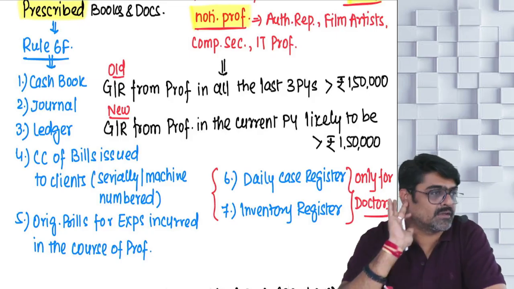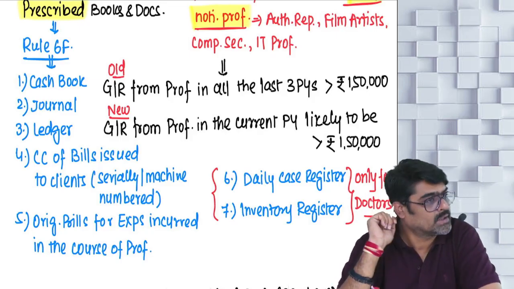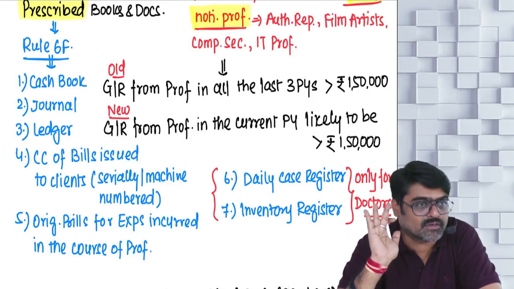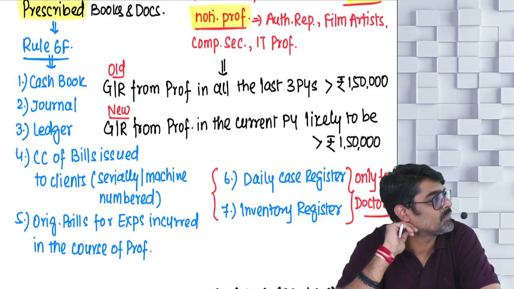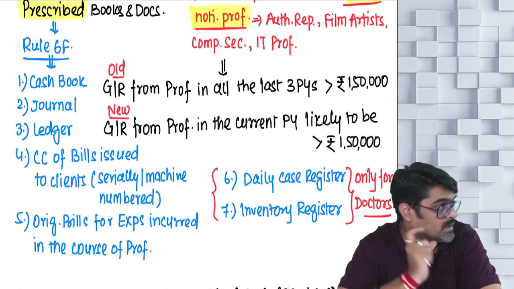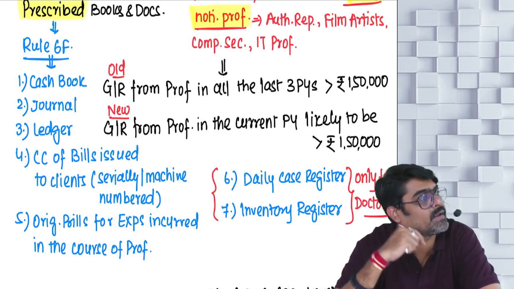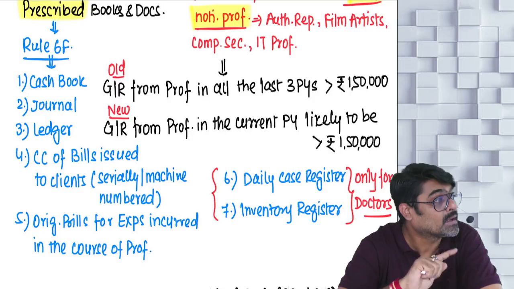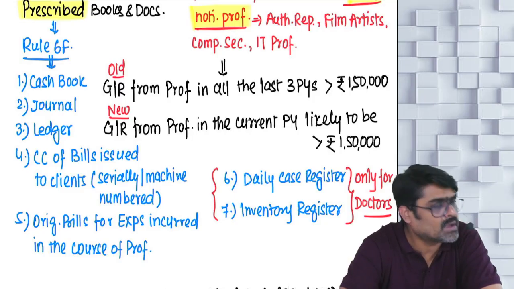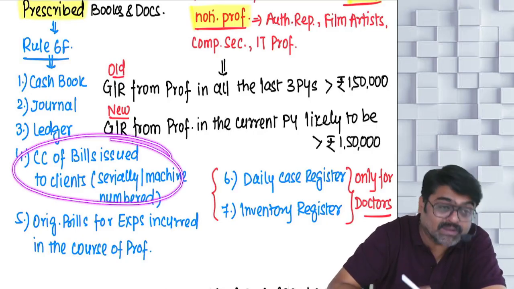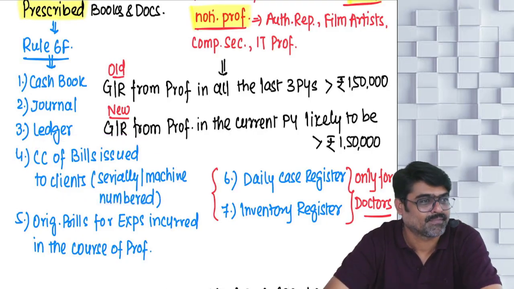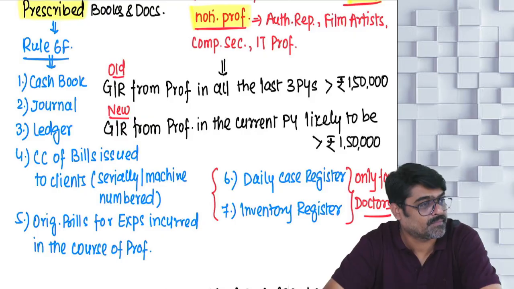So all the bills which you have issued to your customers, your clients, carbon copies of those bills must be available with you. Serially numbered, not a single bill missing in between. Either it will be computer numbered or serially numbered, yes or no? And also this will tell us how much income you are earning.